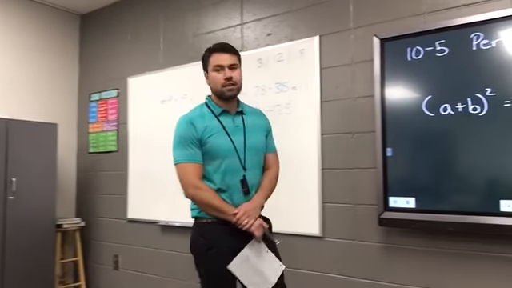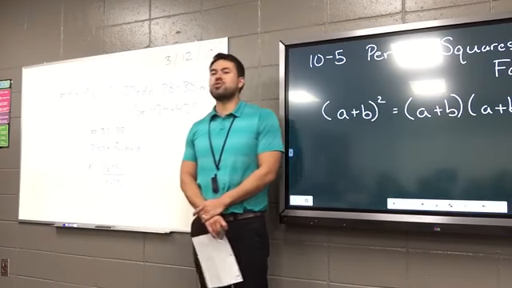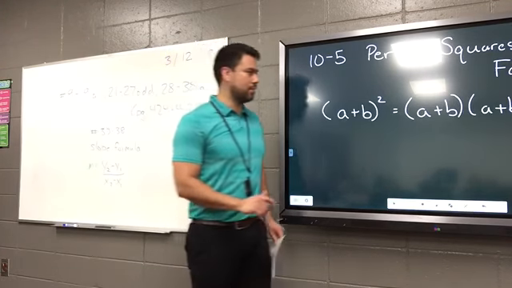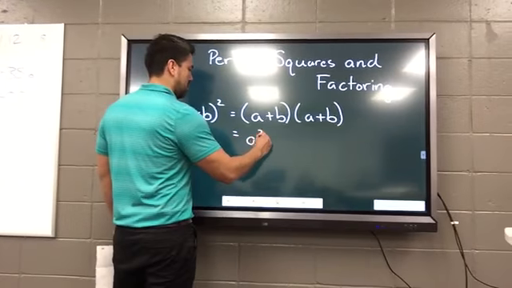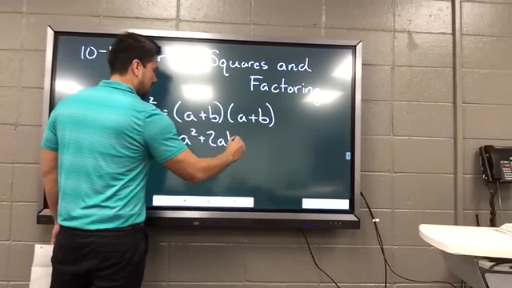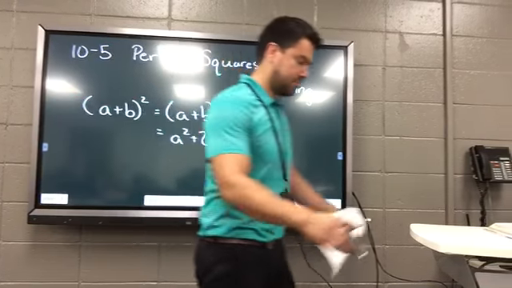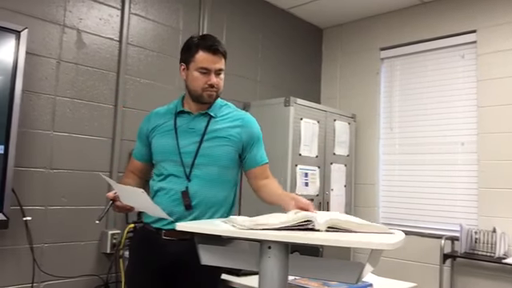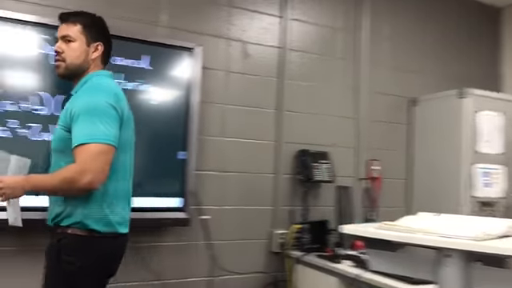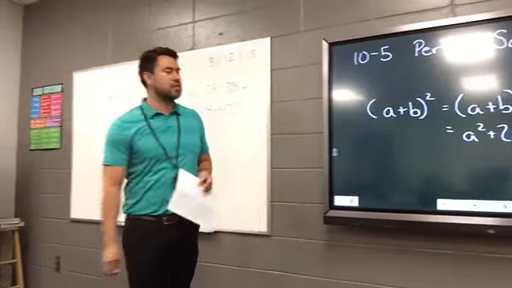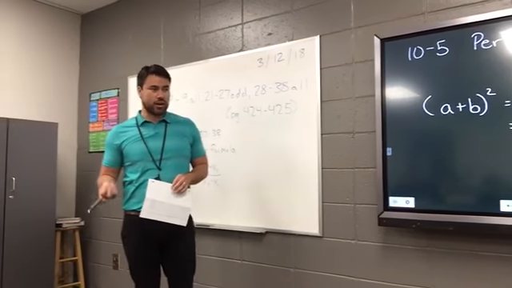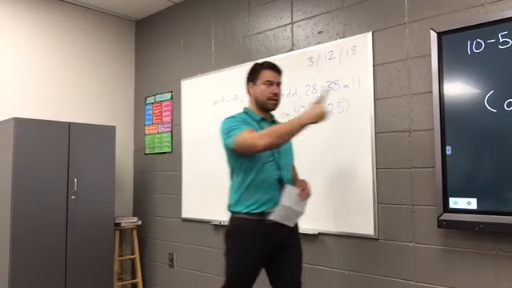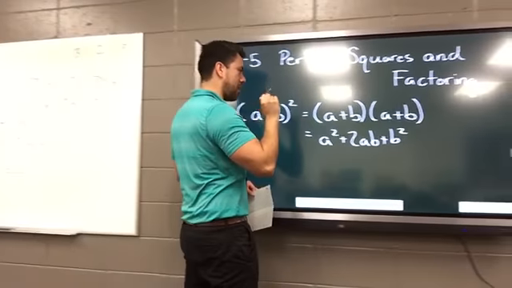And you can use your method of FOIL, or if you don't remember FOIL, the distributive property. What do you get when you multiply (a plus b) times (a plus b)? All right, when you multiply that all out, did you get a squared plus 2ab plus b squared? How many of you got that? Okay, good. So multiplication, pretty good with your FOIL or distributive property.